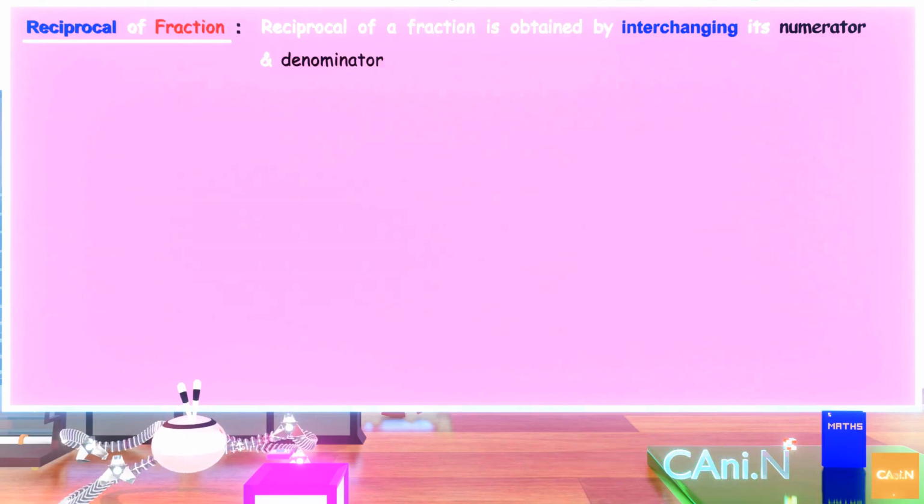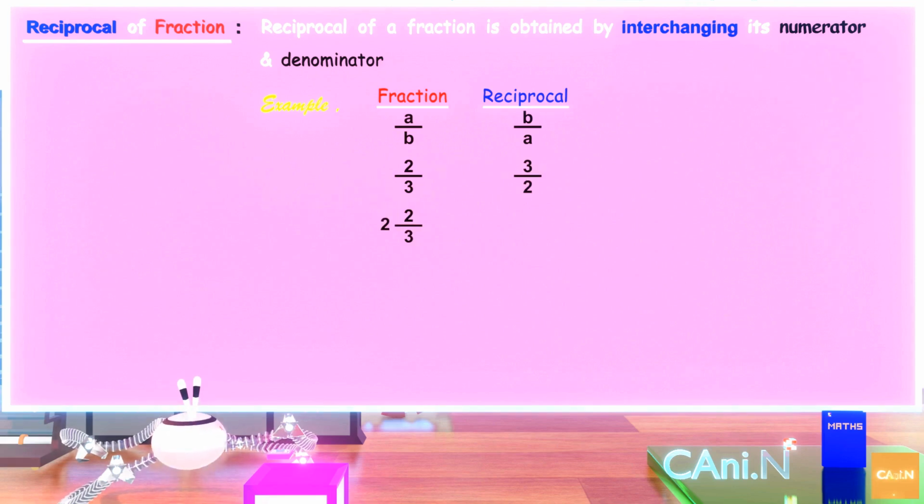Reciprocal of fraction. Reciprocal of a fraction is obtained by interchanging its numerator and denominator. Example: fraction A by B. Its reciprocal is B by A. Fraction 2 by 3. Its reciprocal is 3 by 2. Fraction 3 by 8. Its reciprocal is 8 by 3.